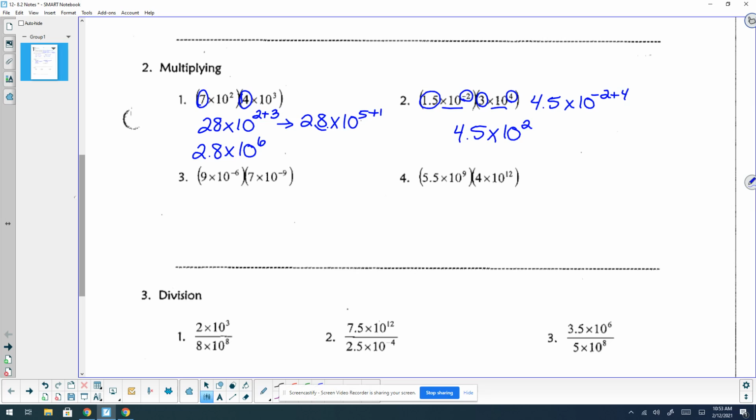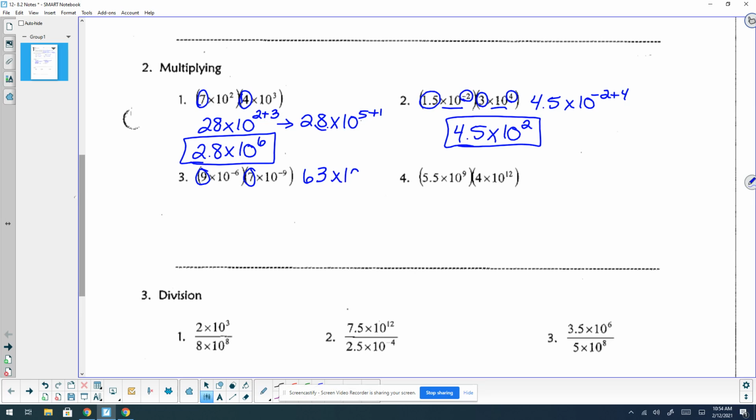Because I only have one number to the left of the decimal, that is the correct answer in scientific notation. My number is between 1 and 10, and I have times 10 to an exponent. Okay? On to 3. 9 times 7 is 63.